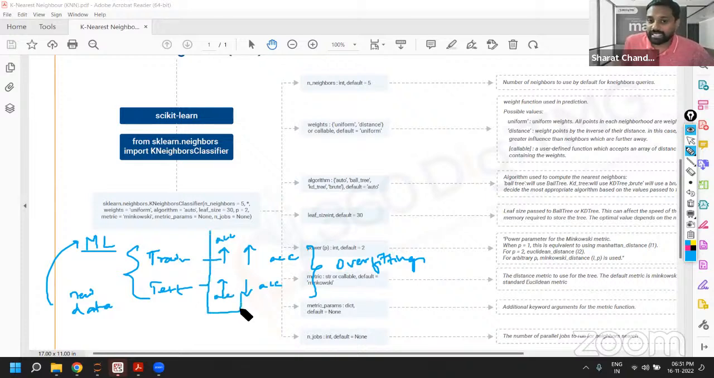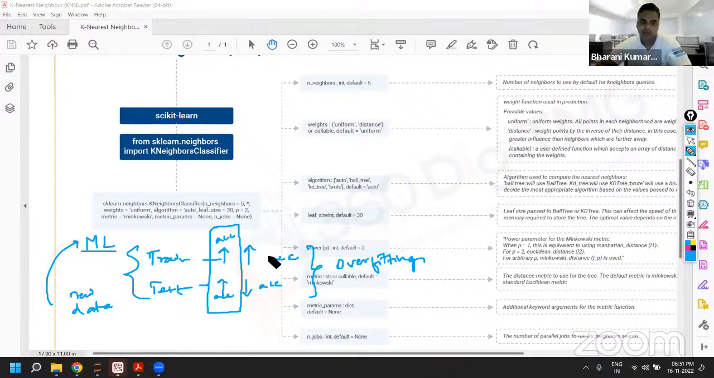If this consistency is there, then I can say, yes, the algorithm has learned the pattern hidden in the data set, and it is now in a position to solve the business problems. So on a new data set, it will be able to predict the results appropriately. So always compare training accuracy and test accuracy.